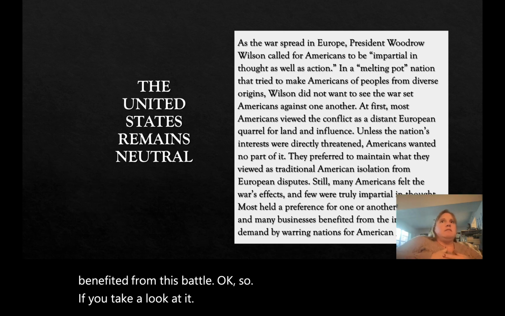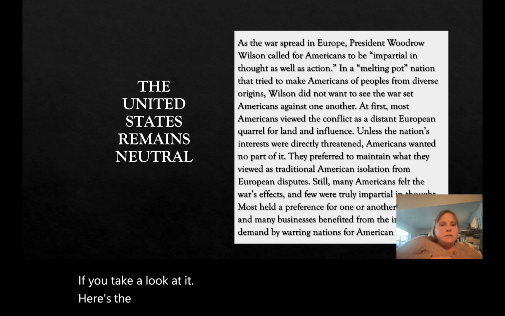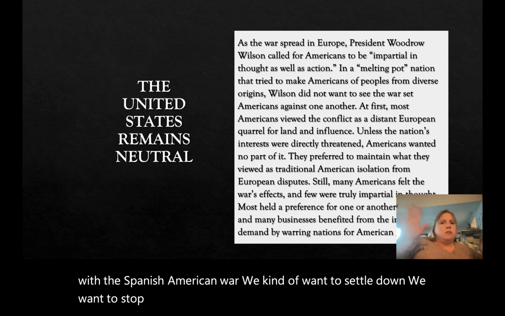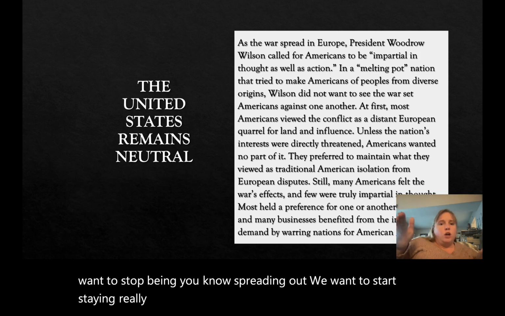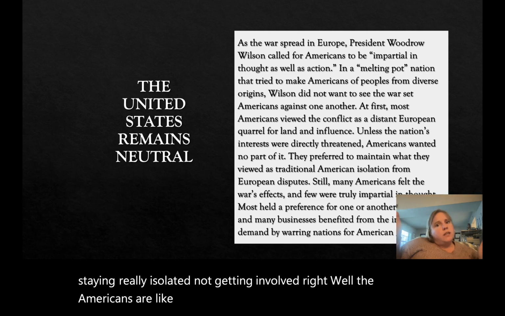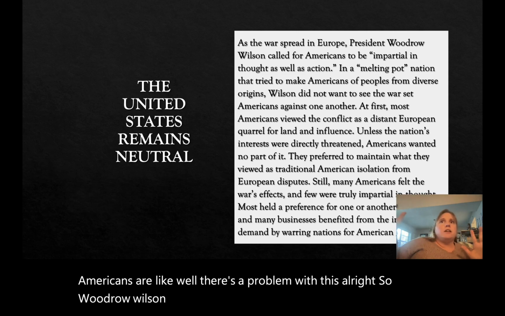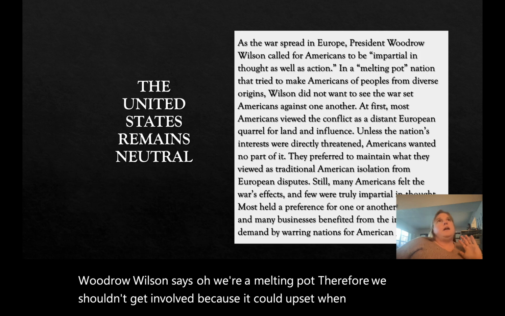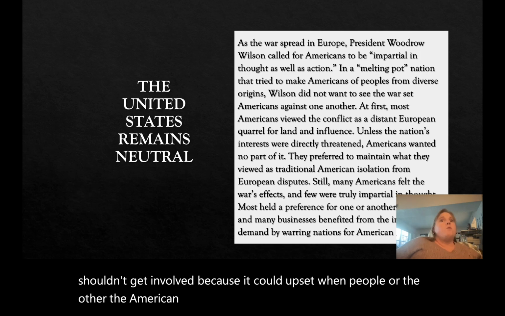So, if you take a look at it, here's the president. War is really expensive, okay? We've just gotten done with the Spanish-American War. We kind of want to settle down. We want to stop spreading out. We want to start staying really isolated, not getting involved, right? Well, the Americans are like, well, there's a problem with this. So Woodrow Wilson says, oh, well, we're a melting pot, therefore we shouldn't get involved because it could upset one people or the other.